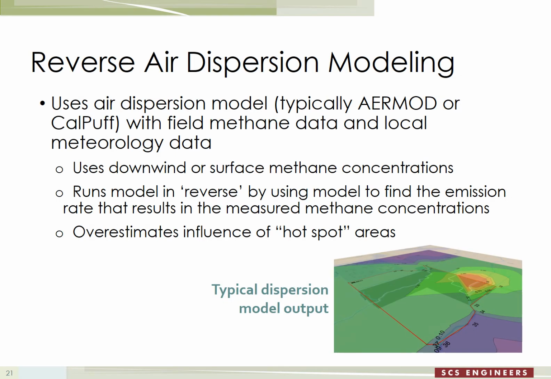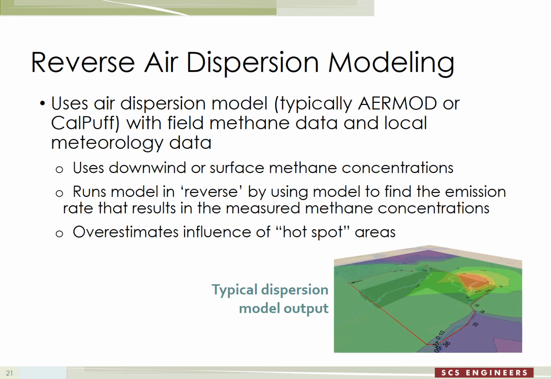Reverse air dispersion modeling is a technique that's been used on various sites around the country, and basically it uses a typical air dispersion model but does it in reverse. So it takes the measured methane concentrations that we derive from a surface emissions monitoring event, and we use the model in reverse to calculate what emission rate we would need to have to result in the measured concentrations of methane that we're seeing above the surface of the landfill.